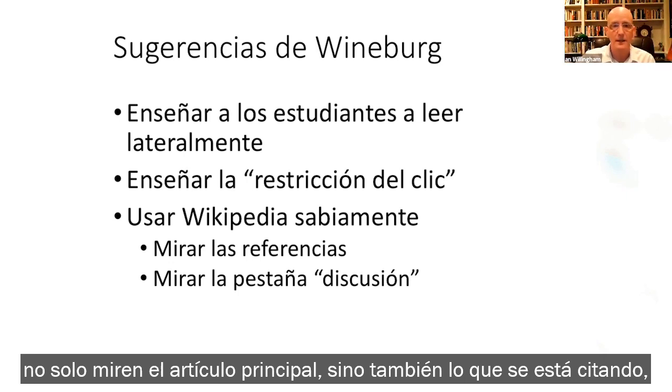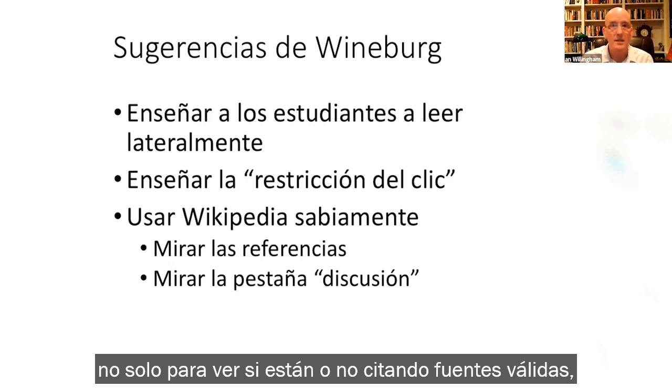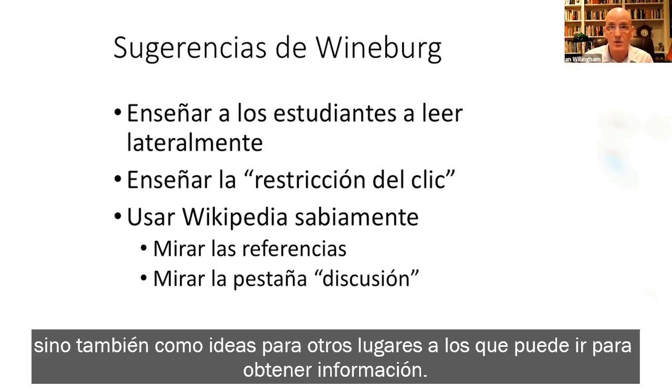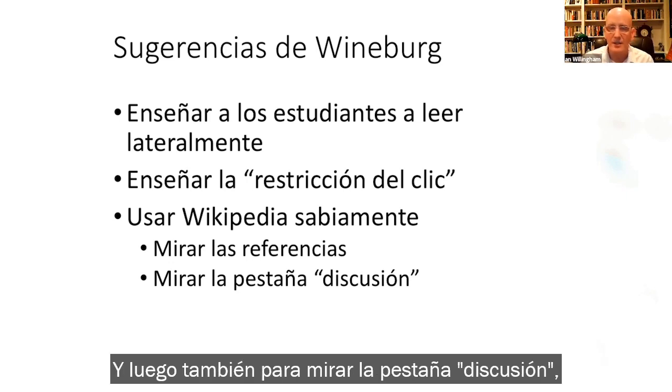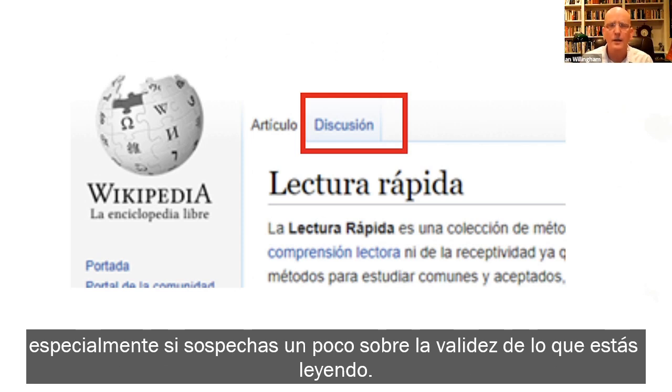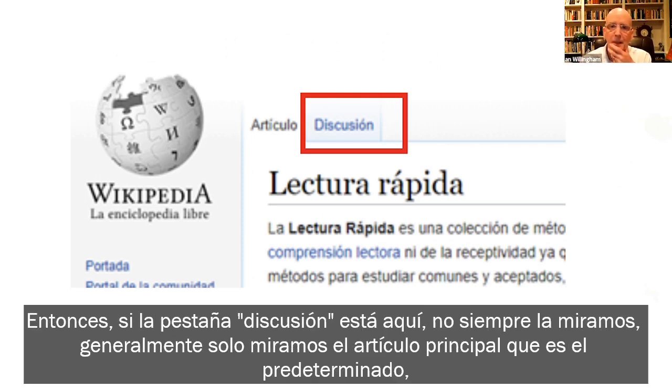Don't just look at the main article, but look at what they're citing, not just to see whether or not they're citing valid sources, but also as ideas for other places you can go to get information. And then also to look at the talk tab, especially if you're a little bit suspicious about the validity of what you're reading. So the talk tab is here.